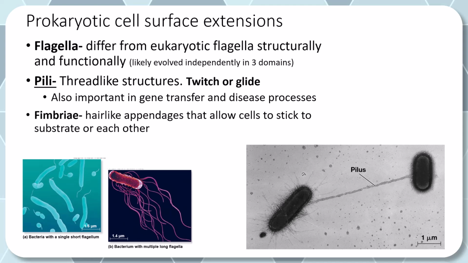Prokaryotic cells in general can also have pili, which are thread-like structures that can allow the cells to kind of twitch or glide. These pili can also be important in gene transfer and disease processes. Maybe you've heard of conjugation pili or sex pili before. And there's also fimbriae, which are not pictured here, but they're hair-like appendages that allow the cells to stick to substrate or to each other.